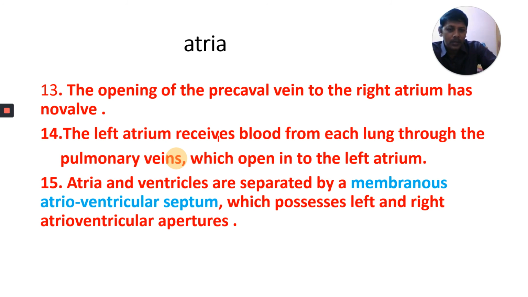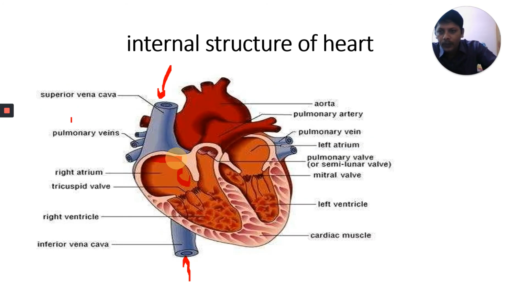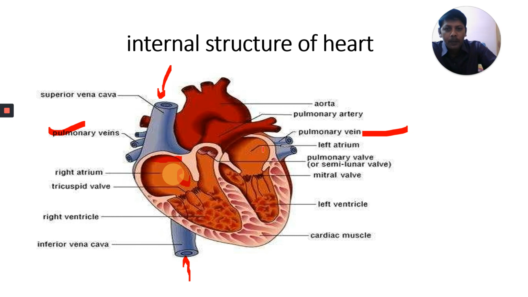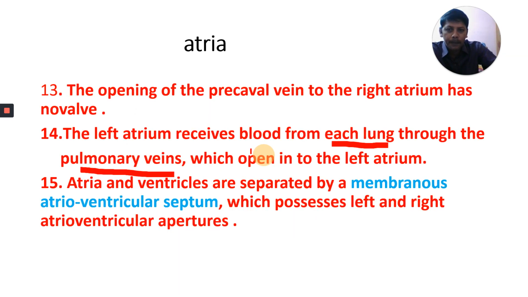The left atrium receives blood from each lung through the pulmonary veins. These are the pulmonary veins, from the right lung and from the left lung. The left atrium receives blood from each lung through the pulmonary veins, which open into the left atrium. This is the left atrium.